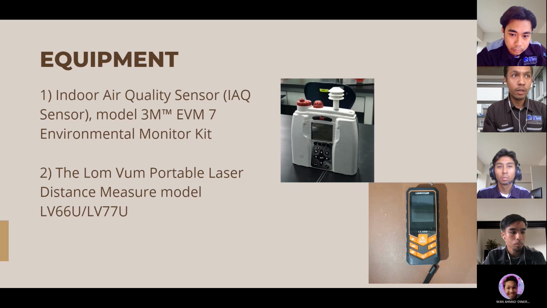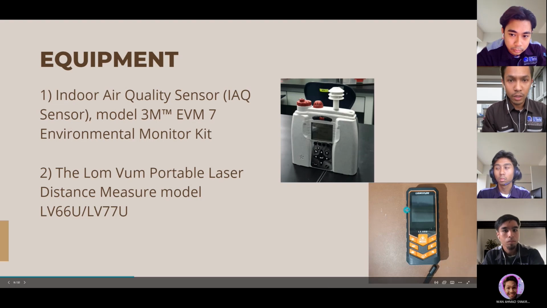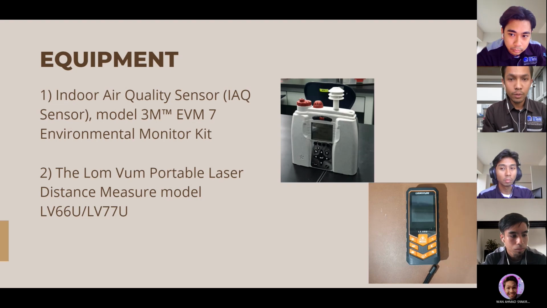So these are the equipment that have been used for assessing the air quality. Firstly, we use the indoor air quality IAQ sensor, model 3M EVM7 environmental monitor kit. And second, the long-term portable laser distance measure, model LV66U/LV77U.